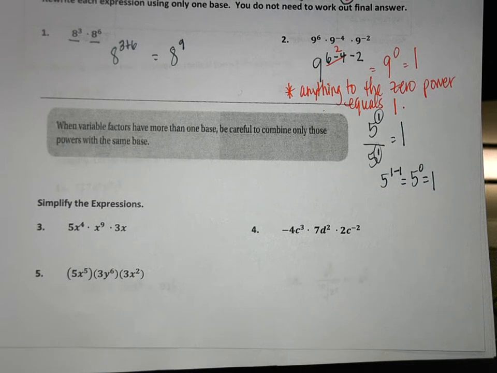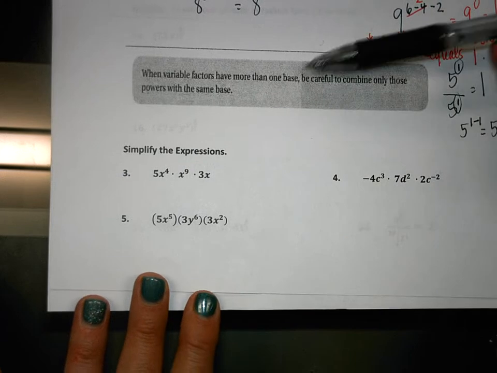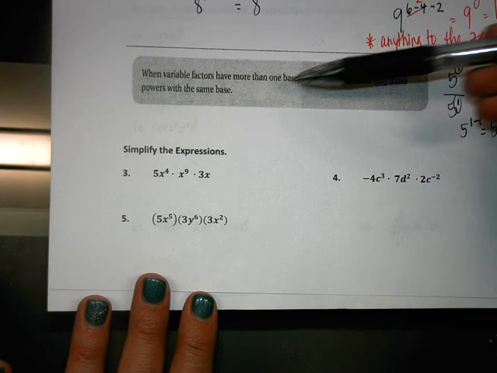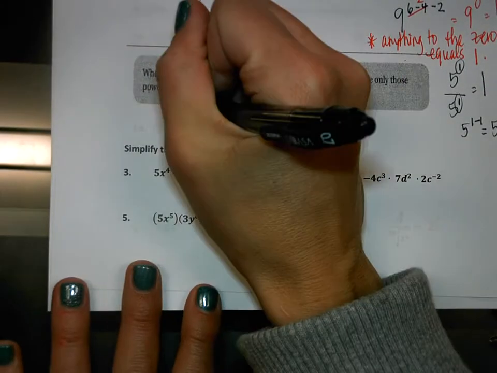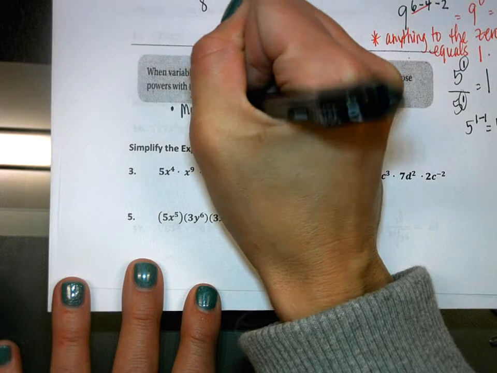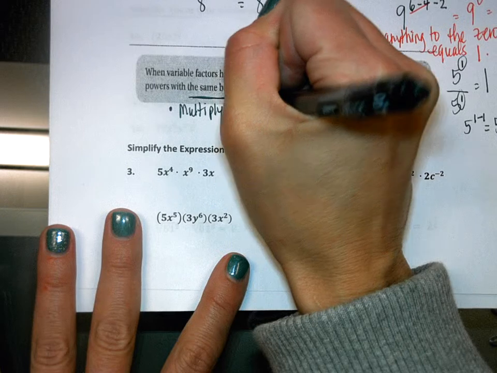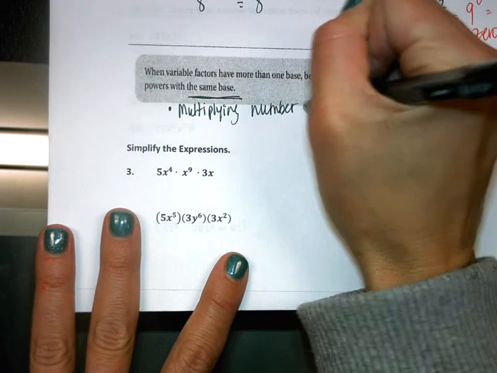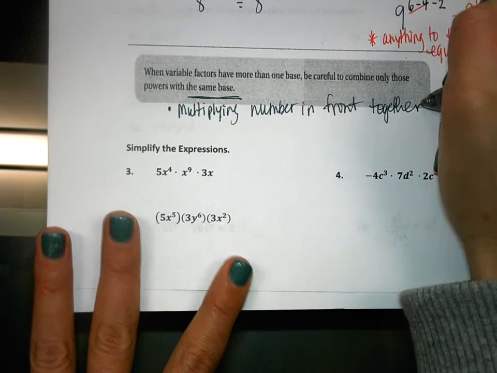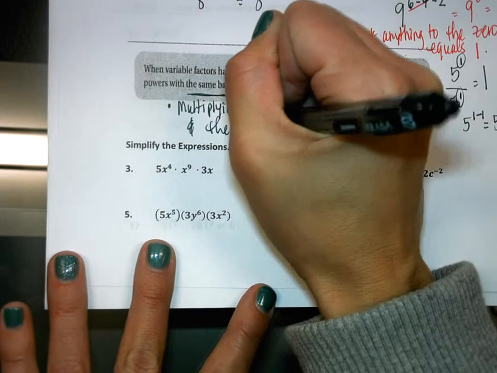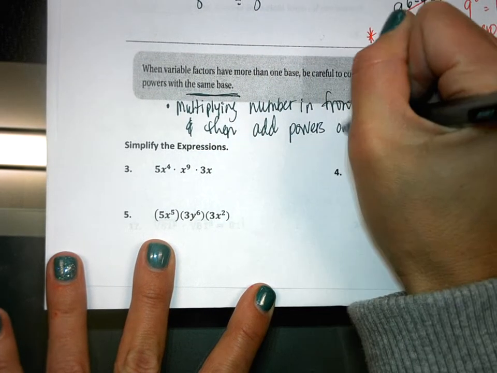Okay. On this next part, it says, when variable factors have more than one base, be careful to combine only those powers with the same base. So what I would suggest that you do is first start by multiplying numbers in front together, and then add powers of like bases.